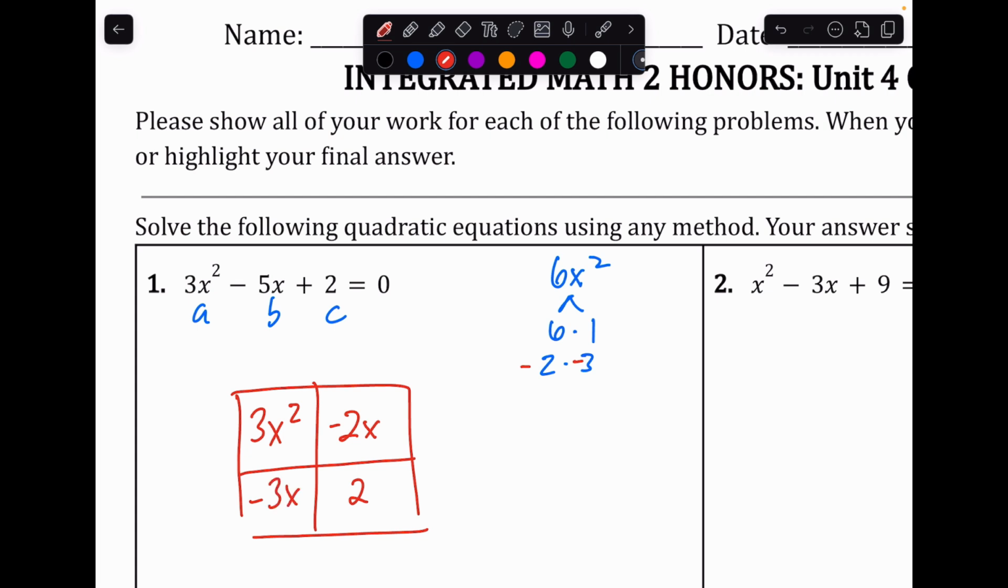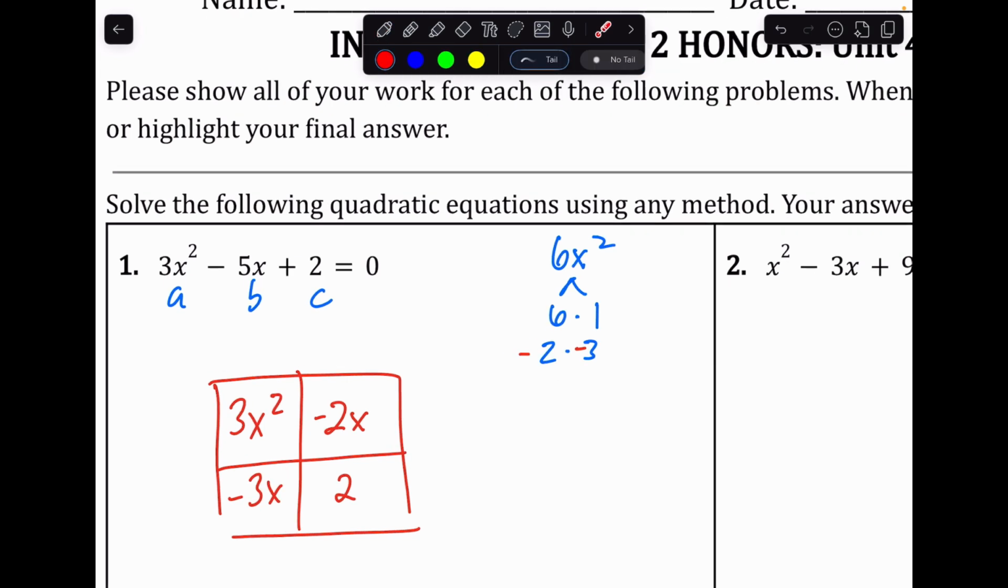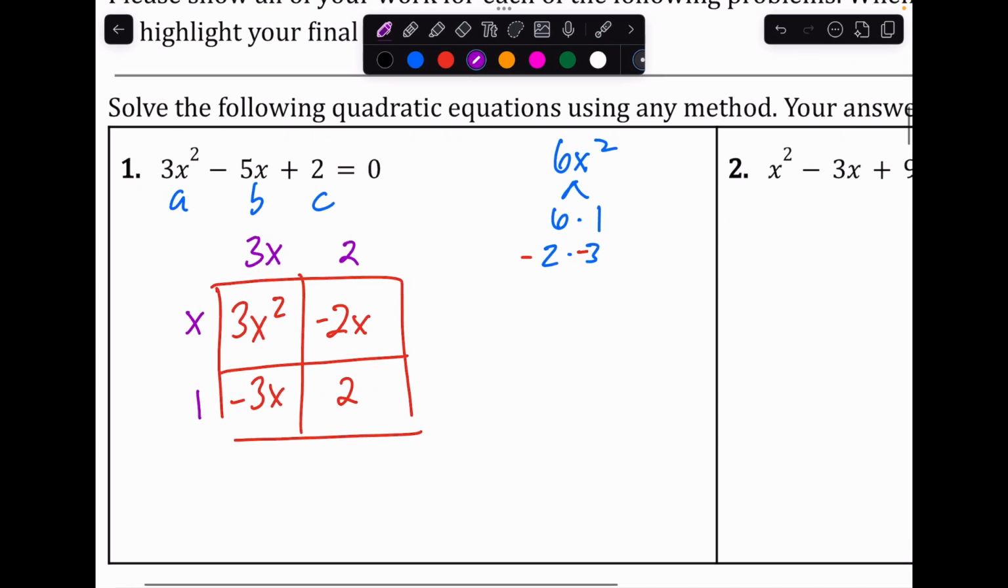And I'm going to think vertically. What do these have a factor of in common? Well, they have a 3. They have a 3x, and then on the right, they have a factor of 2. And horizontally, these have a factor of x, and these have a factor of 1. And remember, if they're negative diagonally, they are both going to have a negative sign or subtraction sign.